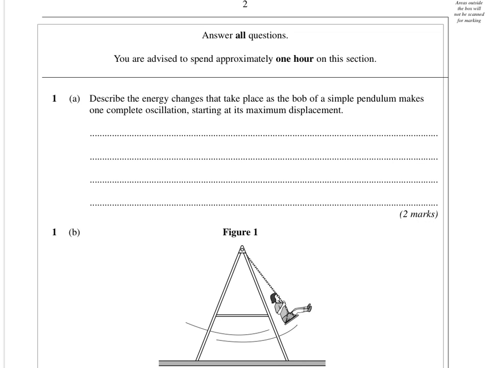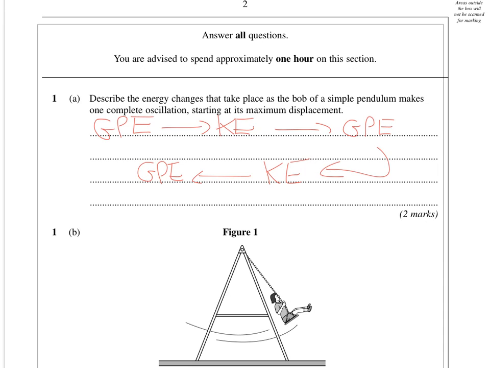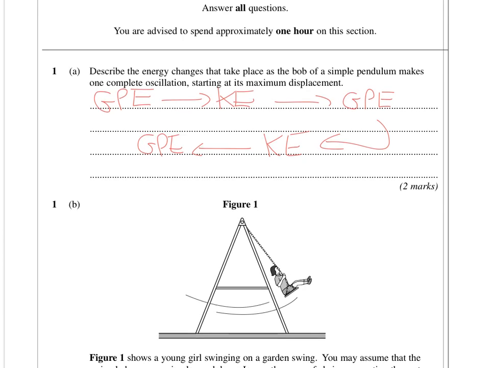So initially the object has gravitational potential energy, or GPE, because it's at its maximum displacement, and then that's transferred fully to kinetic energy at the equilibrium position, and then back to GPE when it reaches halfway through a cycle, and then that goes back to kinetic energy when it's coming back, and then finally ending up as GPE. So it says during one complete oscillation, so you should essentially have the same energy transfer twice.